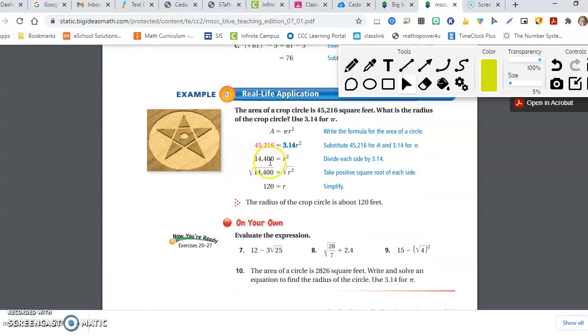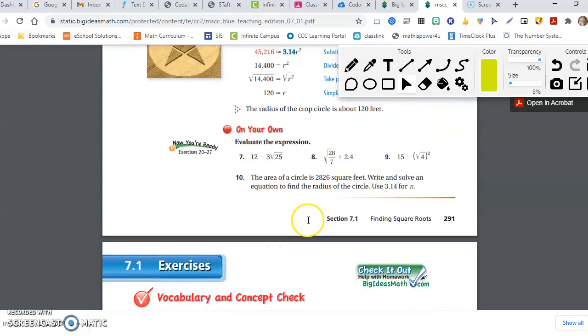All right, so let's try. We're going to skip number 4 because we haven't talked about circles. We will later in the year, but we haven't talked about them yet. So we're going to skip down and do 7, 8, and 9. So 7, 12 minus 3 times the square root of 25. I know the square root of 25 is 5. 3 times 5 is 15. So 12 minus 15 gives me negative 3.